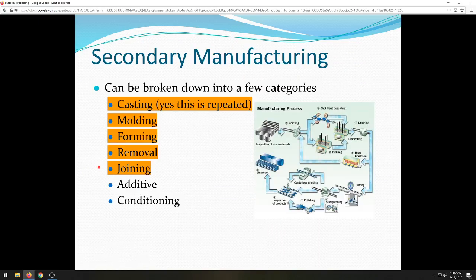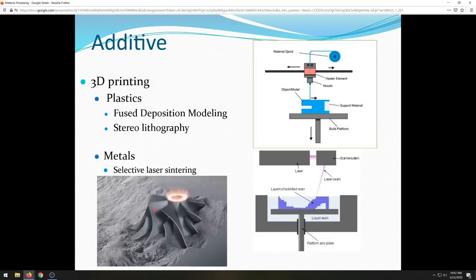Okay, we're almost done. This is where things get beyond the scope of our class, but I just wanted to touch on these because I don't want to leave anything out. We've got additive manufacturing, and then we'll talk about conditioning of materials, which primarily focuses on steel and other metals. So additive manufacturing, that's what we're talking about when we think of 3D printing.